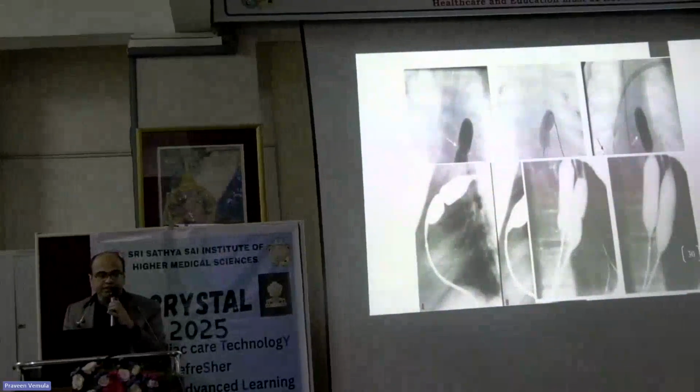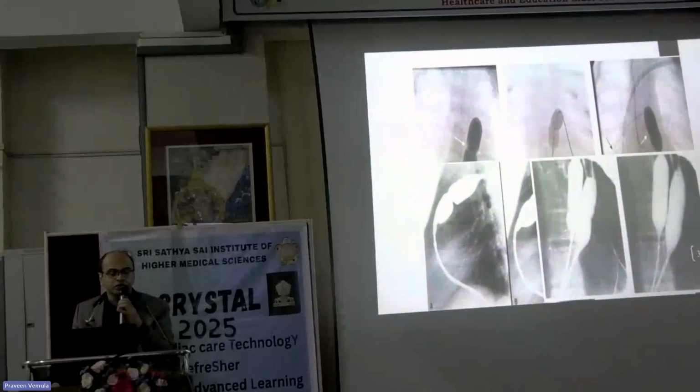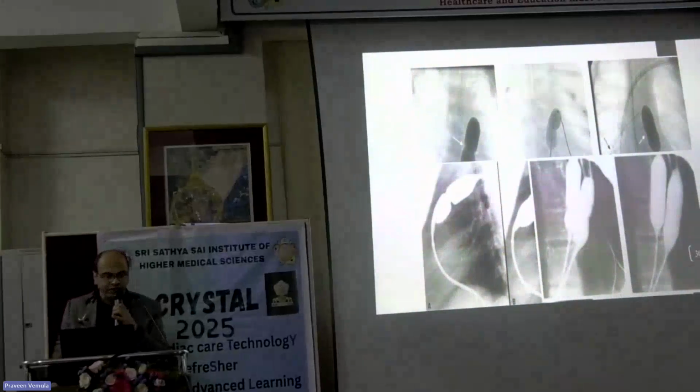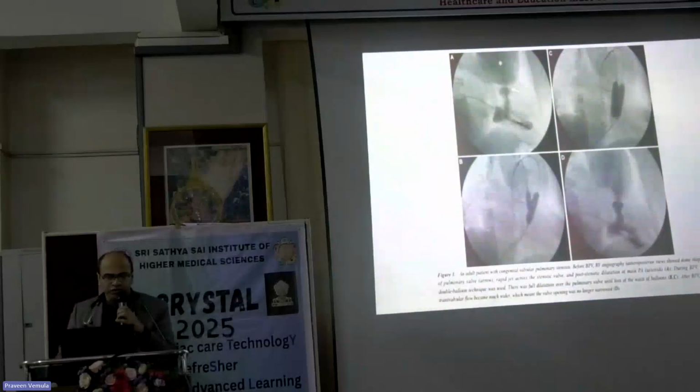This is how the steps are. You would basically pass a wire and then you would crack that valve open. You can see that there is a waist in that valve down here, which gets opened up as the valve opens. You can use a single balloon or you can also use a double balloon. This has also been used in the past, not very commonly though.